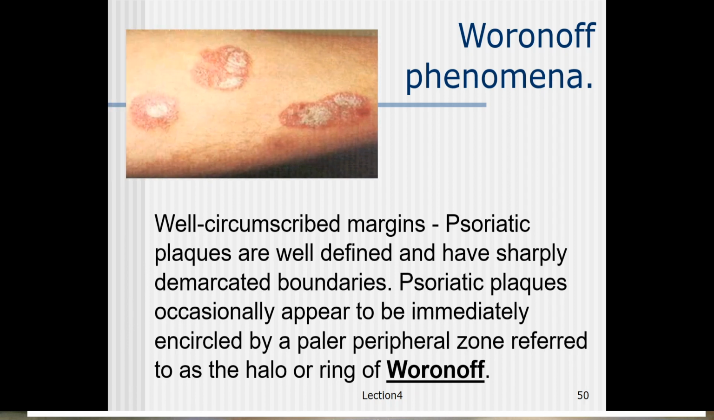Voronov phenomenon. Well circumscribed margins: psoriatic plaques are well defined and have sharply demarcated boundaries. Psoriatic plaques occasionally appear to be immediately encircled by a paler peripheral zone referred to as the yellow ring of Voronov.